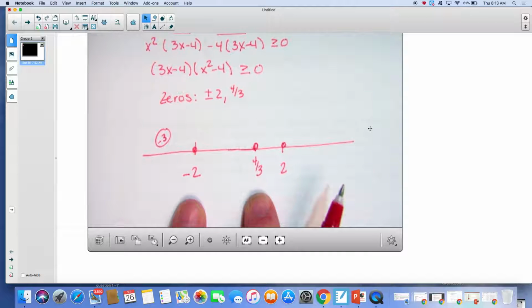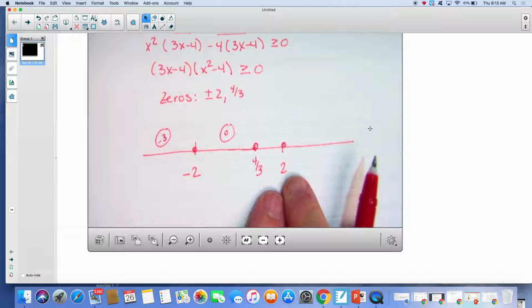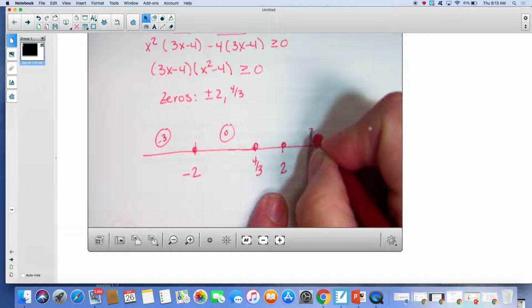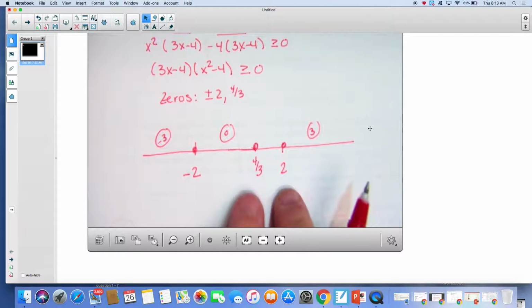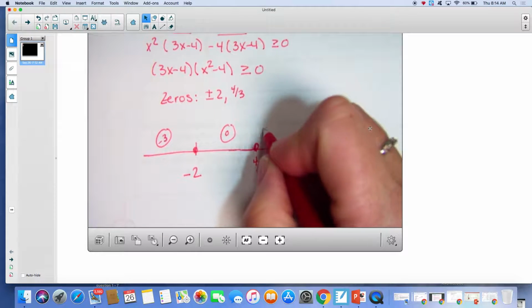What value between negative 2 and 4/3? Pick the easiest one there is: 0. What's to the right of 2? 3. What falls halfway between? Well, there's no whole number between 4/3 and 2, so you're going to have to pick a fraction. So 4/3. What about 5/3? Because isn't 2 6/3? So we're going to test 5/3.